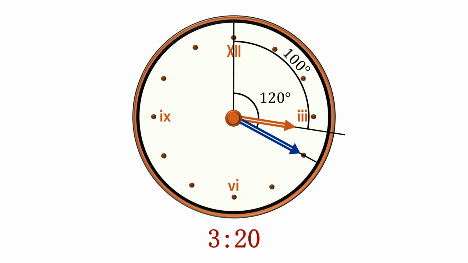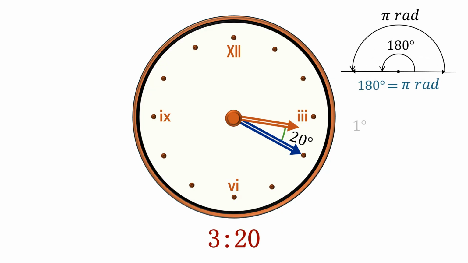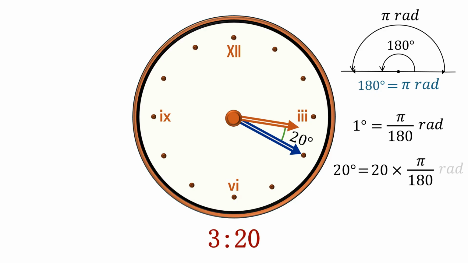Now that we know the position of both hands, we can simply find the angle by taking the difference between them. 120 minus 100 equals 20 degrees. So the required angle is 20 degrees. Now let's express this angle in radians. We already know that 180 degrees equals pi radians. So 1 degree equals pi divided by 180 radians. Therefore 20 degrees equals 20 multiplied by pi divided by 180, which simplifies to pi by 9 radians.